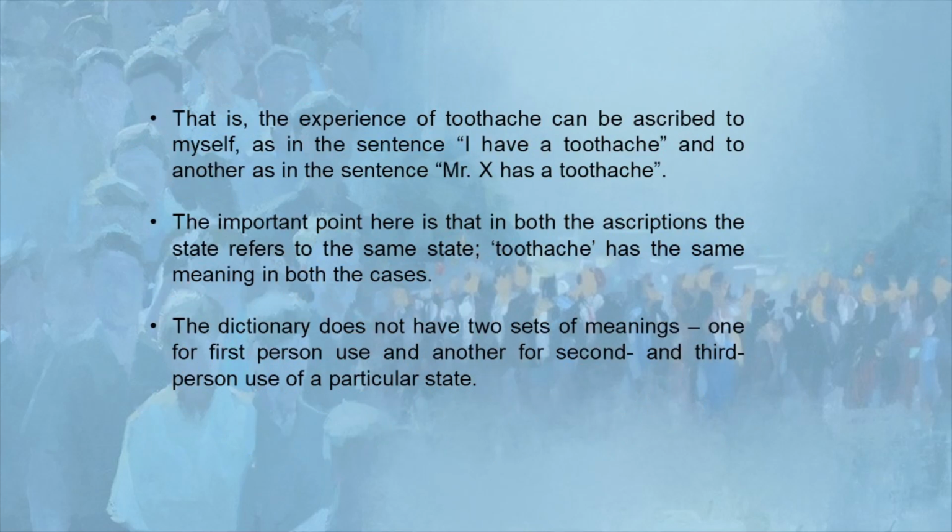That is, the experience of toothache can be ascribed to myself, as in the sentence "I have a toothache", and to another, in the sentence "Mr. X has a toothache." The important point here is that in both the descriptions the state refers to the same state. Toothache has the same meaning in both cases. The dictionary does not have two sets of meaning, one for first person use and another for second and third person use for a particular state.